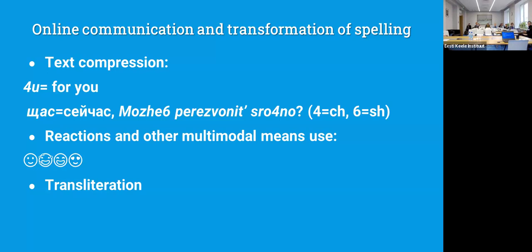And of course, the other point is that in online communication there are a lot of reactions, and we use a lot of multimodal means, like GIFs, memes, pictures, and so on. And the next point of transformation of speech is, of course, transliteration, which is exactly the topic of our presentation today.